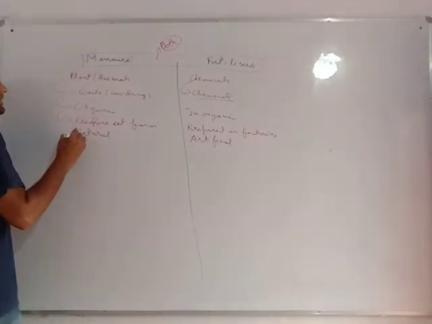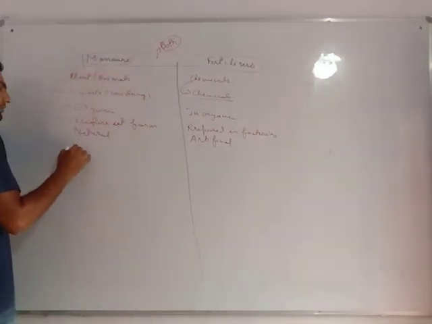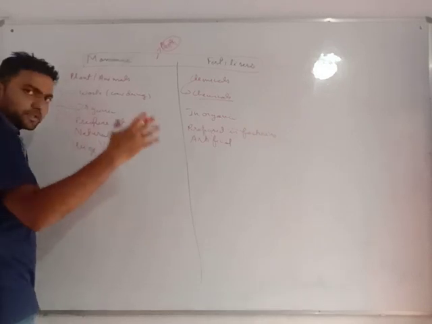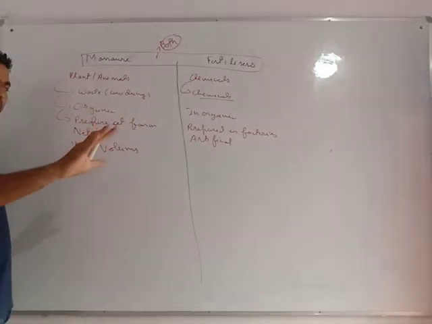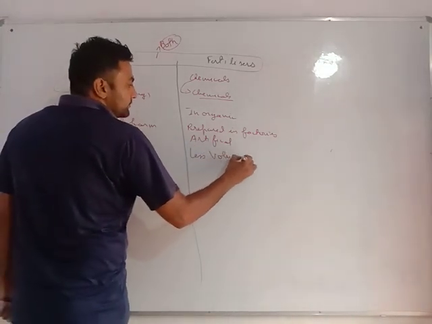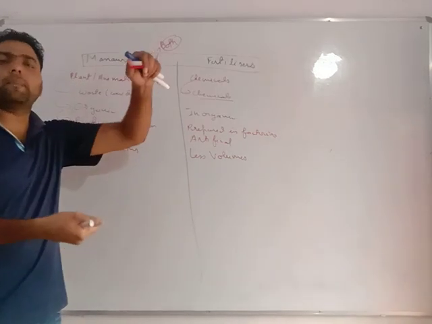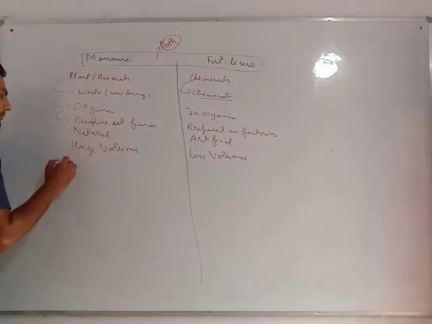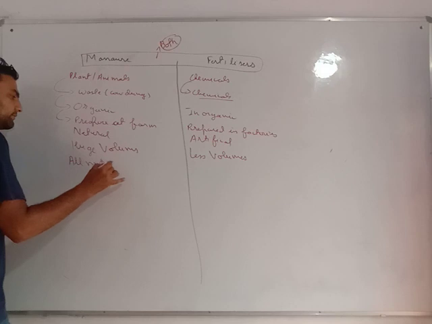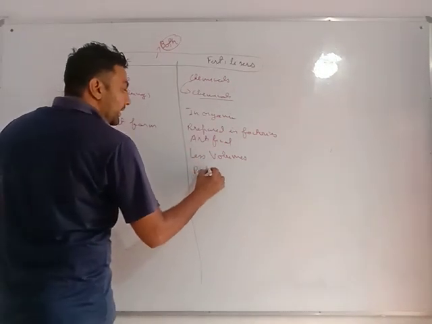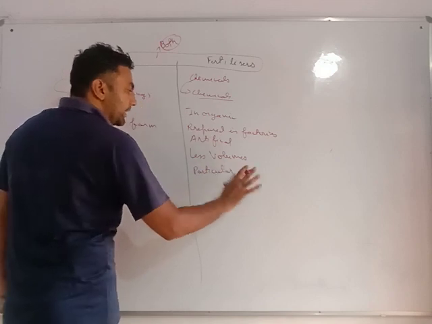Now very important, manure we require in huge volumes. Two tractors, three tractors, four tractors, trolley fully. We require fertilizers in less volumes. One bag, two bags, three bags, like this. Very important. Manure gives almost all nutrients. These give only particular nutrients.